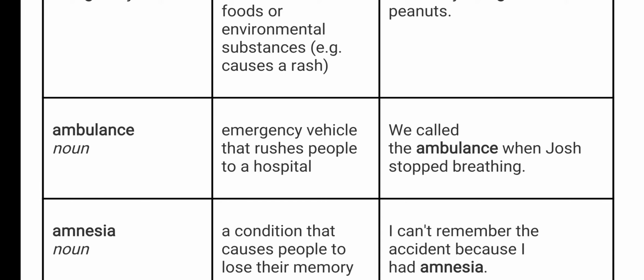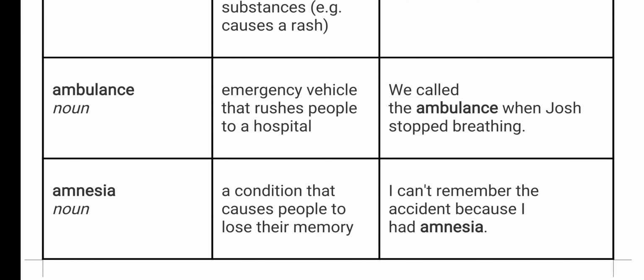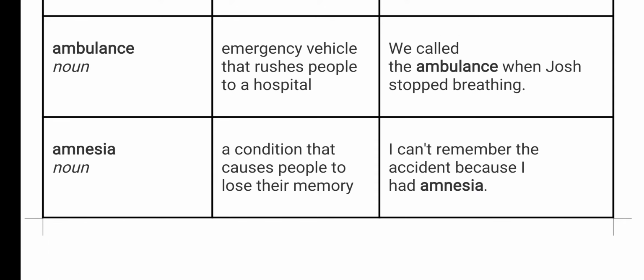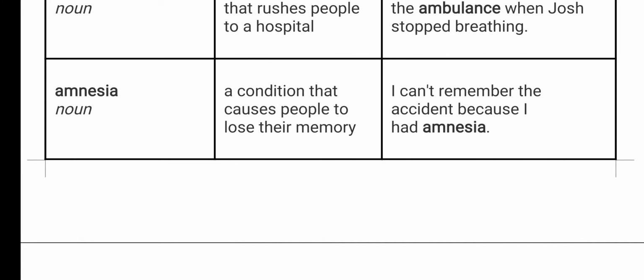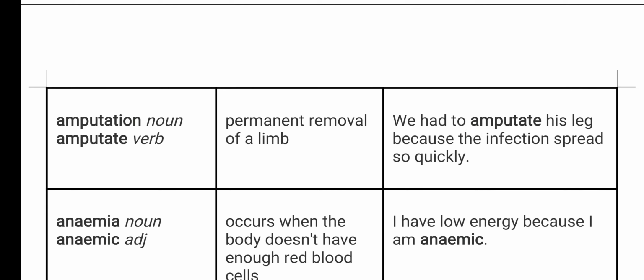Ambulance. Amnesia is a psychological disorder, and sometimes a biological or physiological disorder, in which people begin forgetting things. Notice my pronunciation, it's amnesia. I can't remember the accident because I had amnesia. He's talking about maybe having had amnesia, indicating that it's a condition that is treatable or reversible. A condition that can be treated is known as a reversible condition.